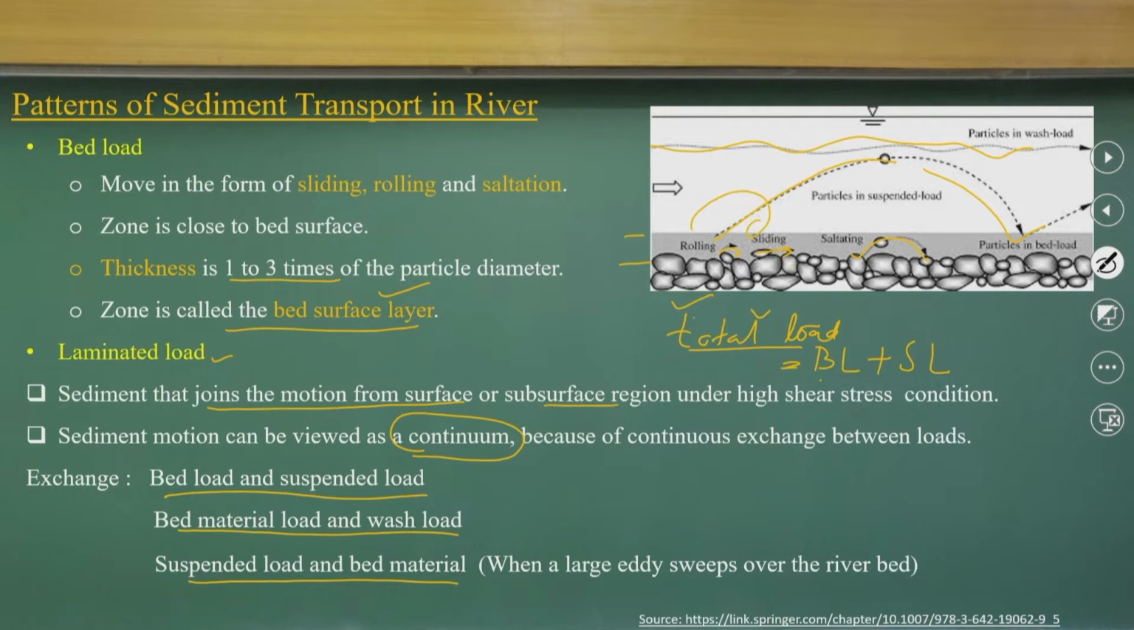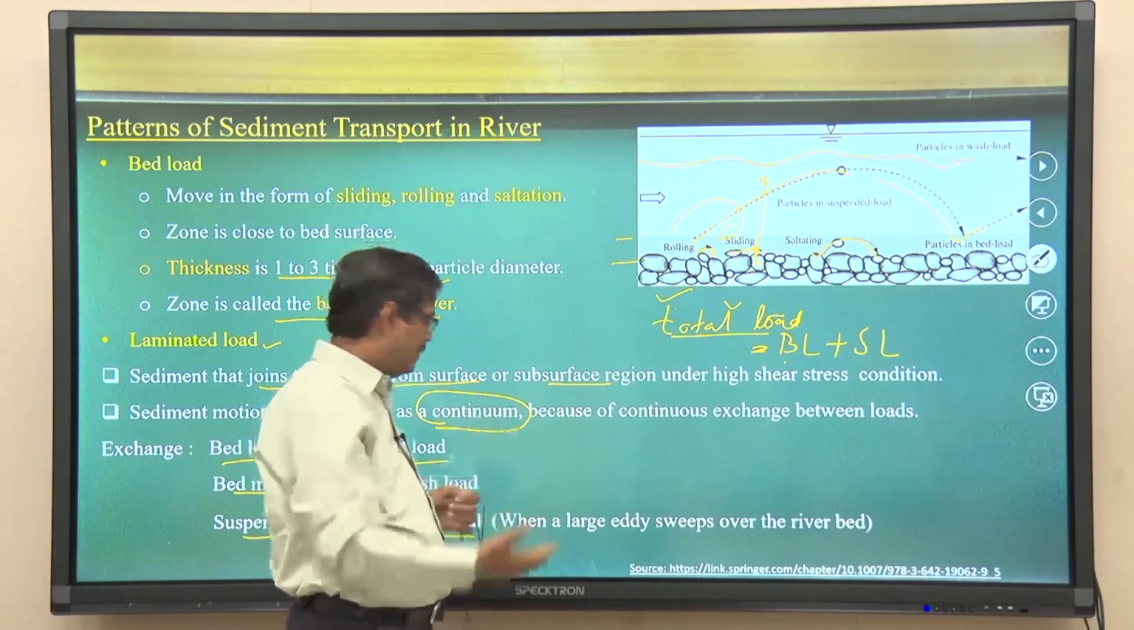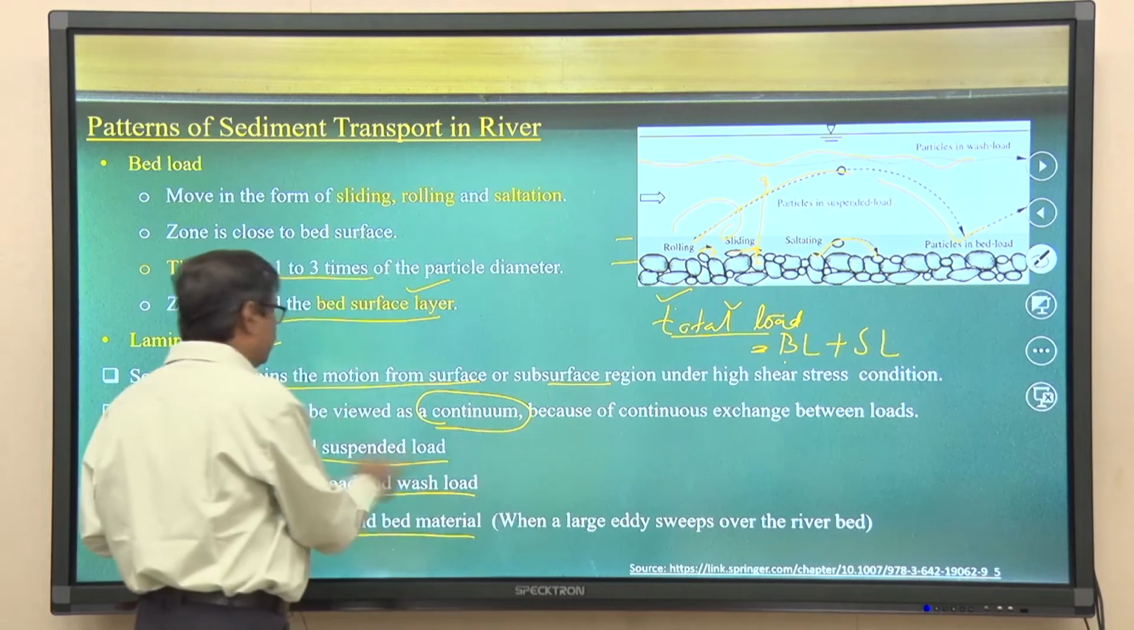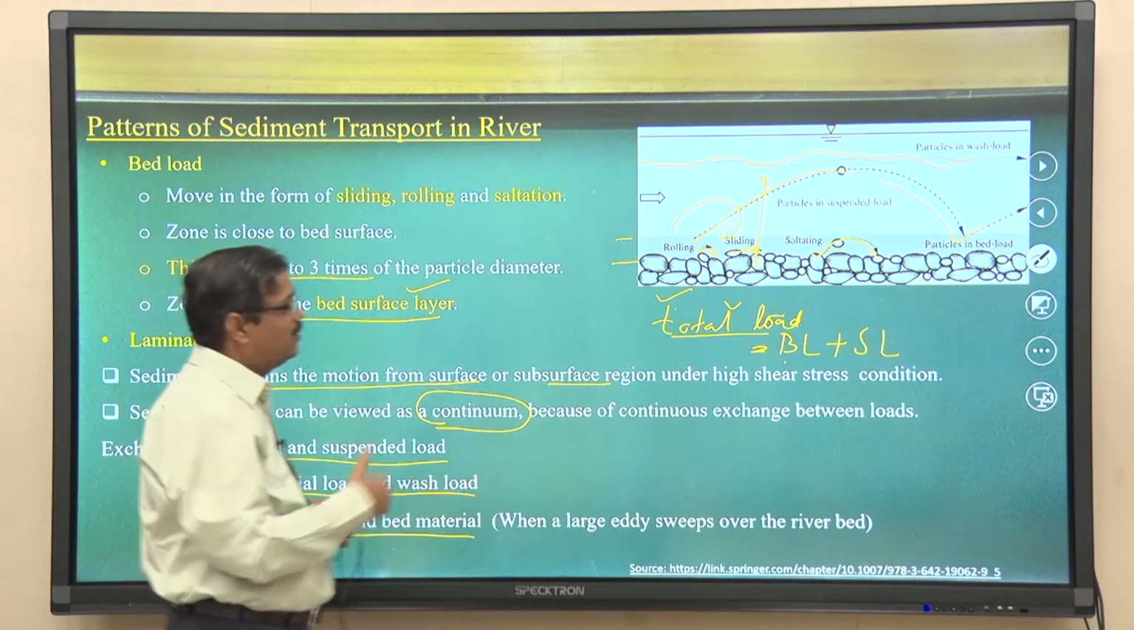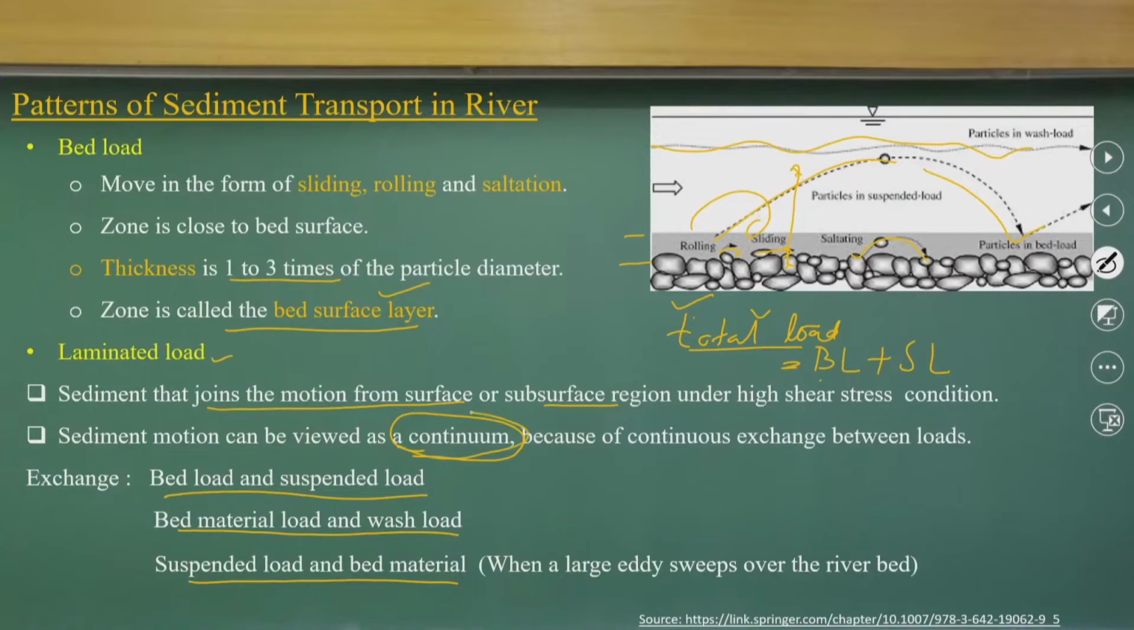Sometimes the bed material can join directly from the bed to the suspended layers. Or you can have bed load to suspended load and suspended load to bed load, and that exchange happens. That is the reason the sediment motion is called a continuum, because of the continuous exchange between these loads. Okay. That is the concept we can understand.